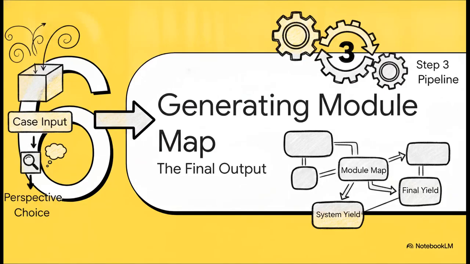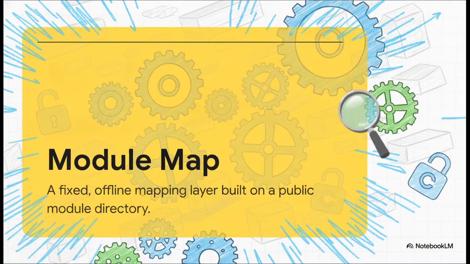Section 6, generating the module map, the final output. Now, what's really interesting about this slide is the map itself. Once the case is locked in and a perspective is chosen, we hit step 3 of the pipeline. The generated module map isn't some black box AI mystery. It's strictly defined as a fixed offline mapping layer. It's actually built directly on top of a public module directory created by Dr. Avinash Kumar Gupta back in June 2026. This library and framework are available under a Creative Commons BY 4.0 license, which means the fundamental architecture is open, structured, and entirely transparent.